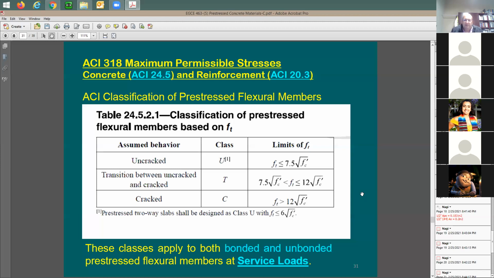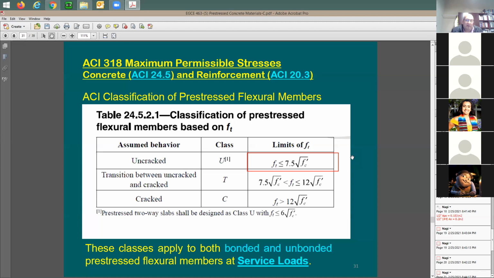You're going to say fine. If this is the case, you need to be sure that the tensile stress that you're going to have under both of these two conditions, the initial pre-stress and the service case, is not going beyond 7.5 square root of f'c. So, okay, good. All right.